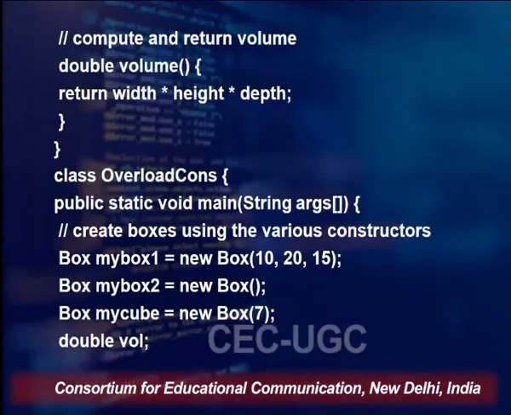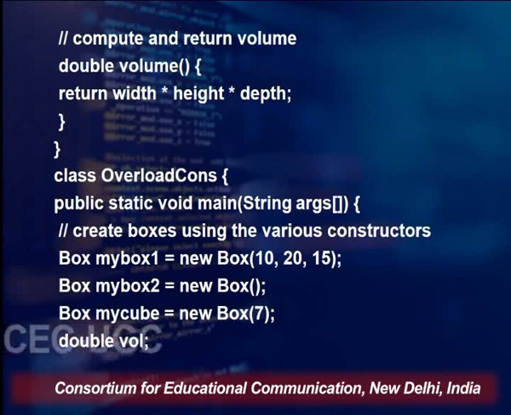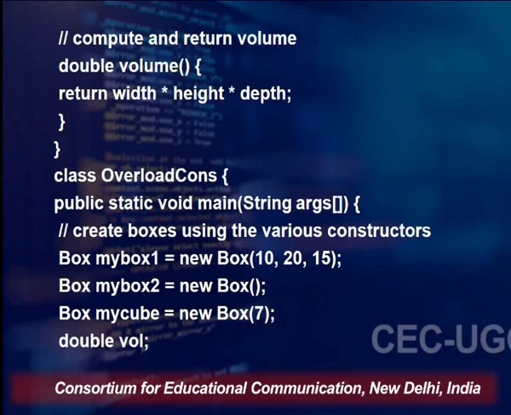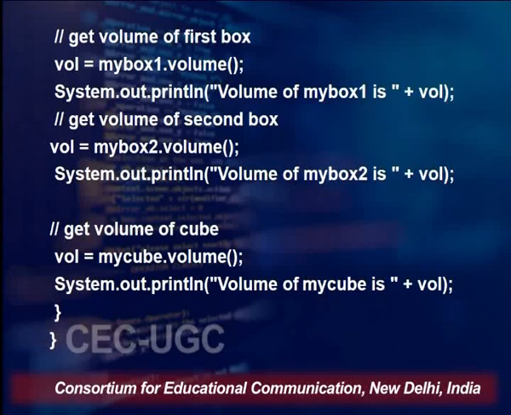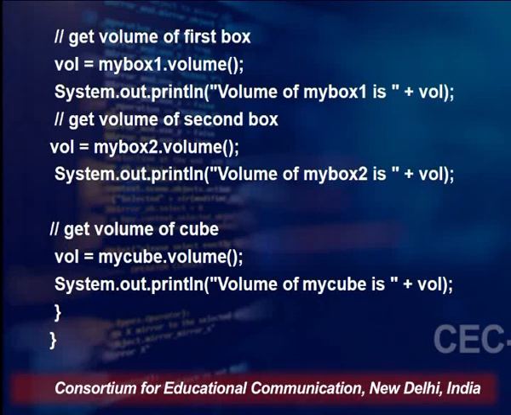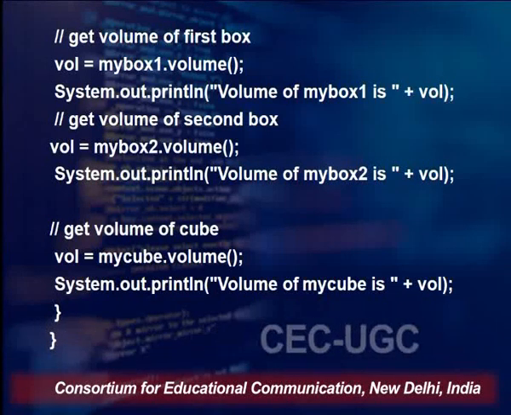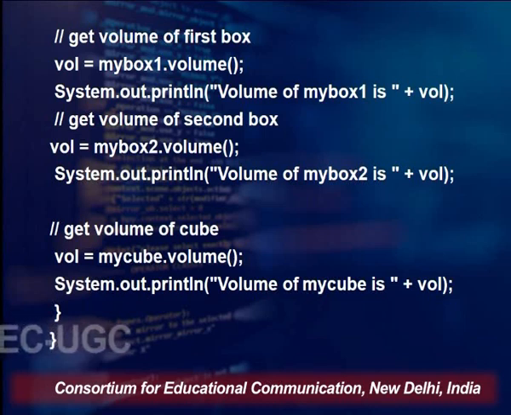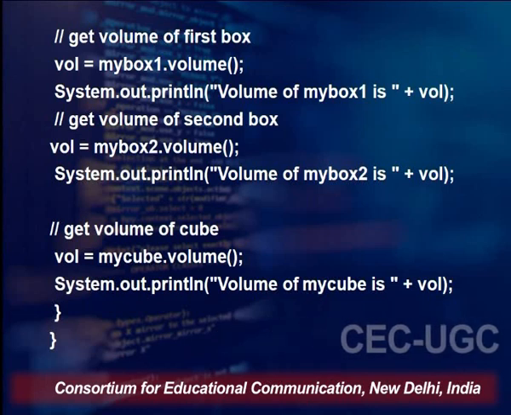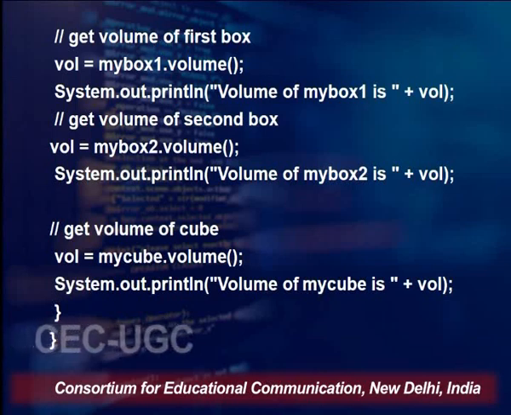And the third one is Box myCube, which is equal to new Box(7). That means the value 7 is being assigned to width, height and depth all. And then a double variable vol, and in order to get the volume of the first box, we will be using myBox1.volume(). The value will be stored in vol, and get printed. Similarly, myBox2.volume(), the value will be stored in vol, again get printed, and then vol is equal to myCube.volume().